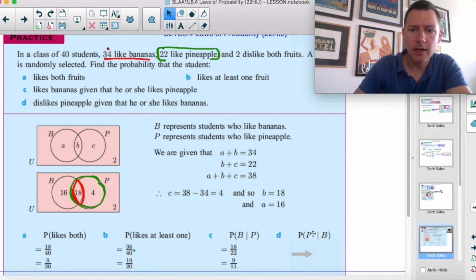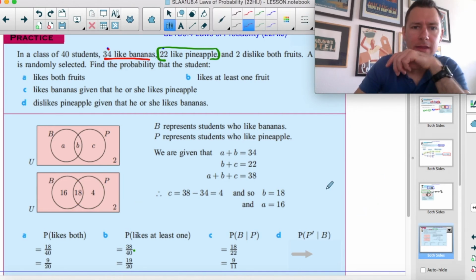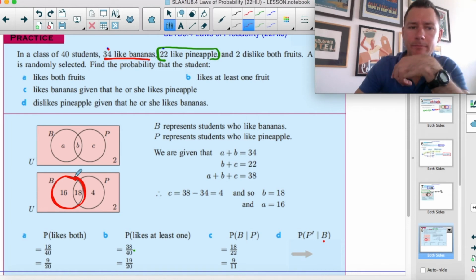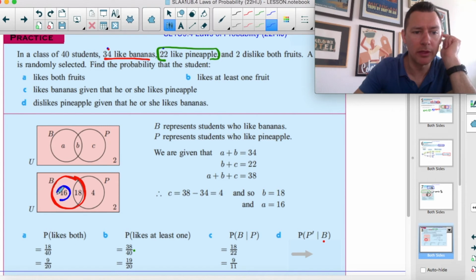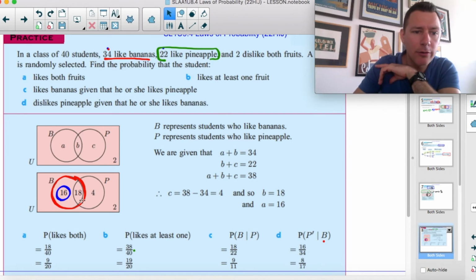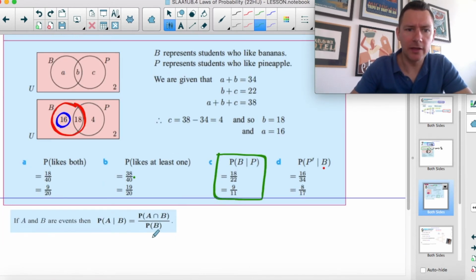Yeah? And then same thing, you say, what's the probability that they don't like pineapple given that they like bananas? And you say, okay, these are the ones that like bananas. This is given that they like bananas, right? So this is the probability that they like bananas. And let's see, probability of not pineapple. So these people like pineapple. So we want the only banana enthusiasts. So you want 16 out of the total 34, which is 16 and 18 added up. Simplify.